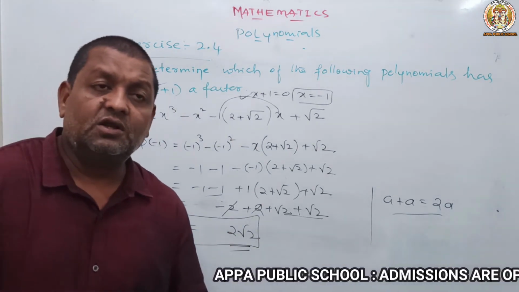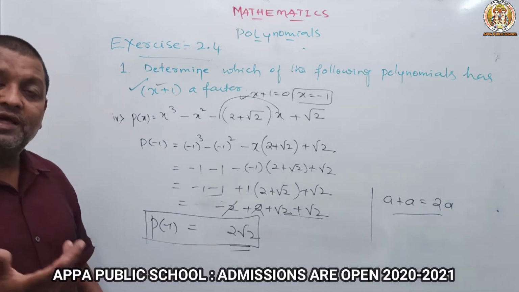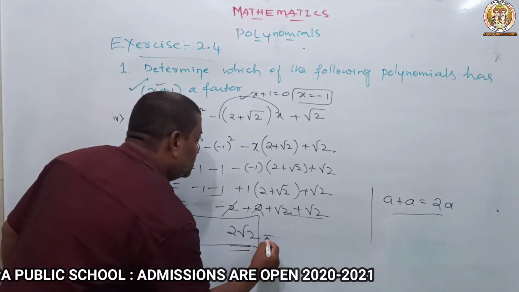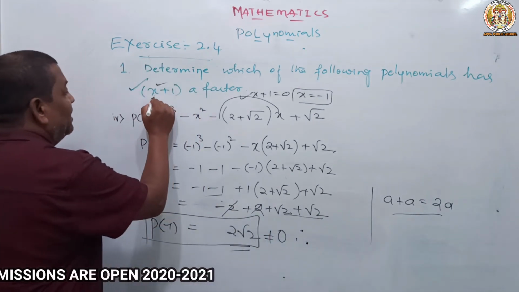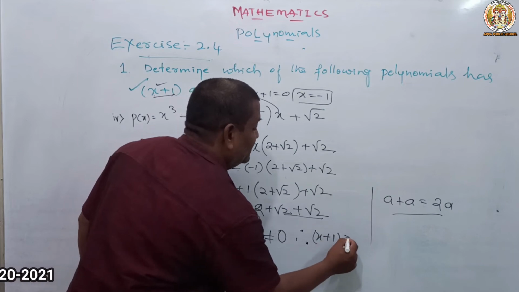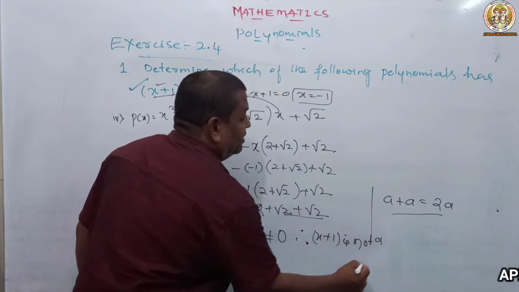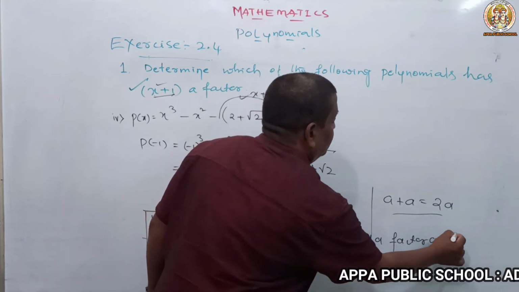What is our intention? Our intention is to bring 0. So if it is not 0, then what is our conclusion? It is not equal to 0. Therefore, x plus 1 is not a factor of P of x.